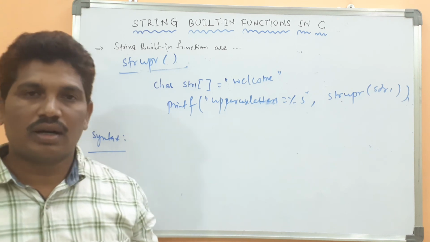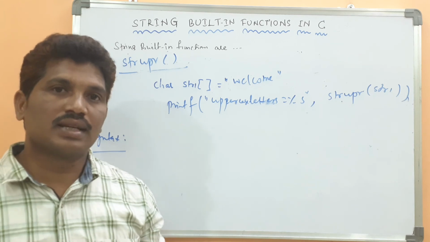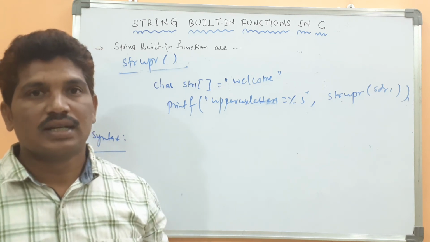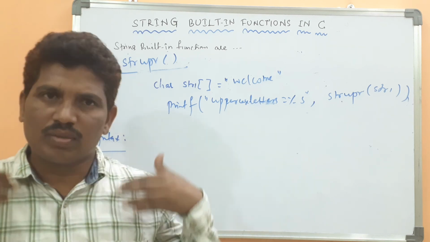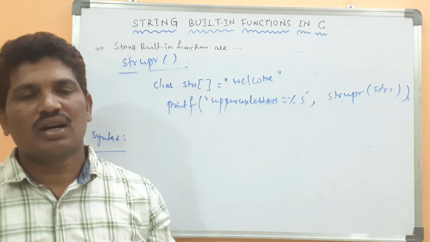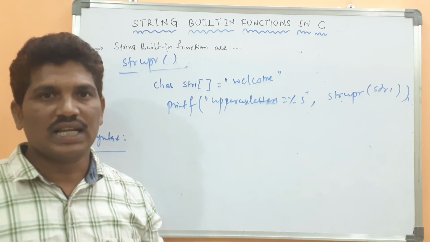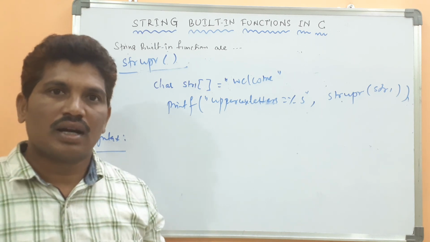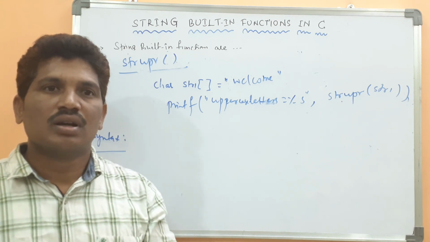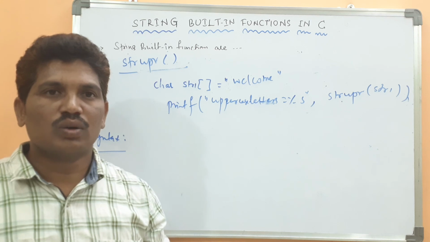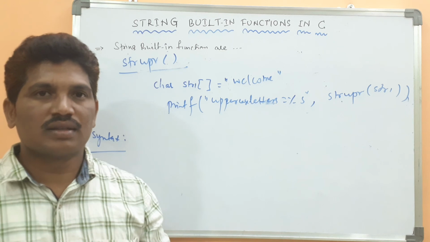Today I explained the string built-in functions: string length, string copy, string comparison, string concatenation, string reverse, string uppercase and lowercase. Some other built-in functions are also there. I explained only the important built-in functions provided by the C language. In the next class, I will implement the programs without using the string built-in functions: how one string is copied into another string, and how two strings are combined together. I will write the example in the next class.